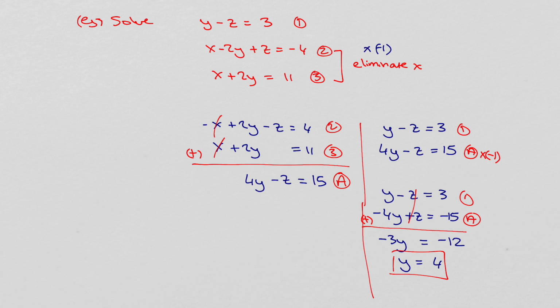If I look at equation A or equation 1, if I sub in for y, that's going to give me the value for z. So I'm going to sub y into equation 1. So that gives me 4 minus z equals 3. So if I subtract 4 from both sides, I get minus z is equal to -1. And dividing both sides across by -1 gives me z equals 1.